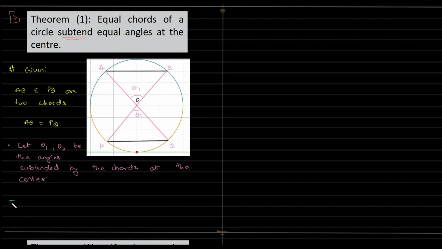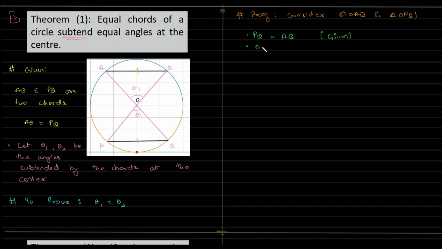Okay, then what is it that we need to prove? So we need to prove that theta1 is equal to theta2. Okay, so the proof is very simple. Consider triangle OAB and triangle OPQ. Okay, so remember these two lengths are equal. That's your first clue. PQ is equal to AB. Then your second clue is this is given.